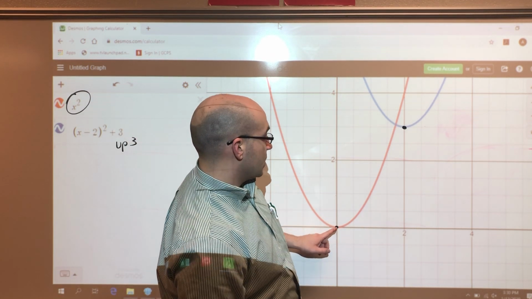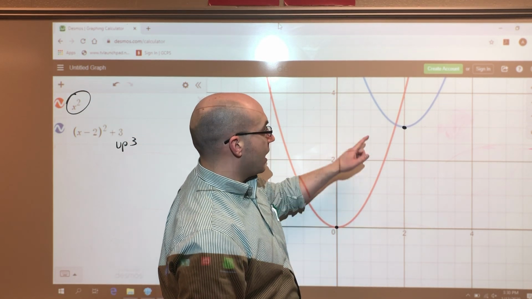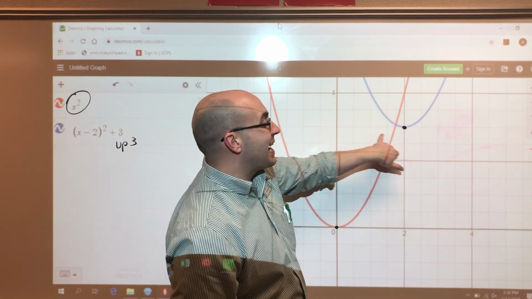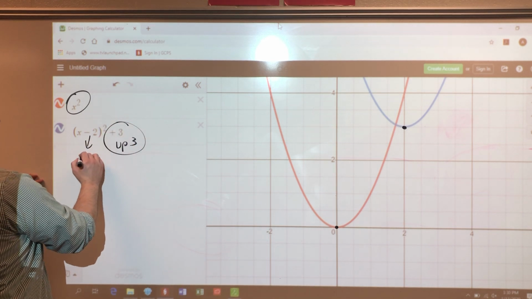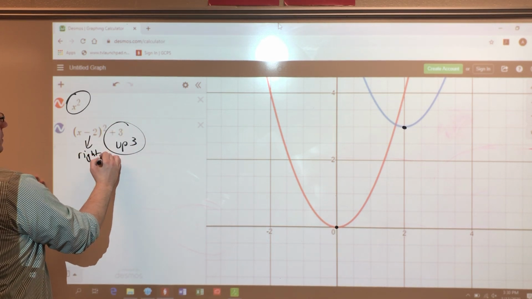So this function's vertex went from 0, 0 to 2, 3, because I went up 3 units and right 2. So this indicates an up 3, and that part indicates right 2.